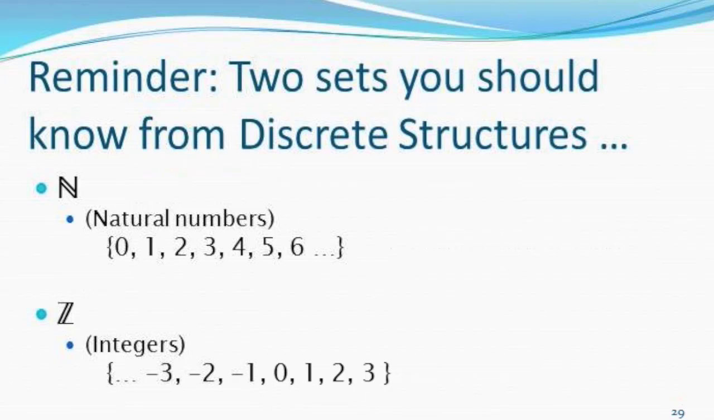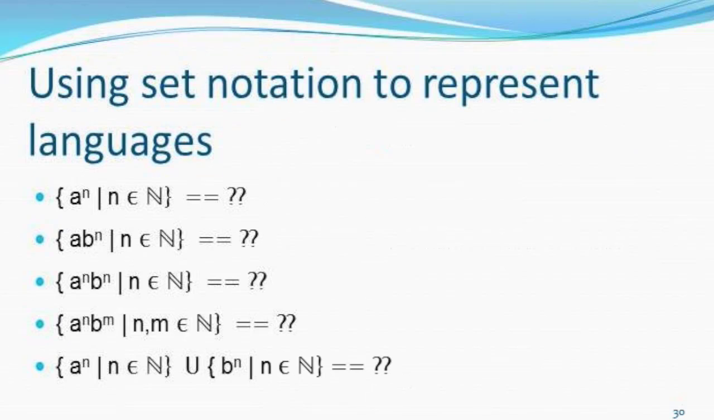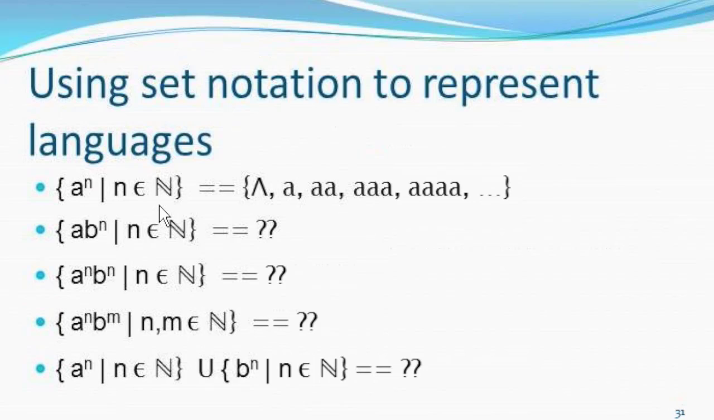You, of course, know the integers. And so we can use set notation to represent languages using the integers or the natural numbers also. So for example, if we have the set of all symbols a to the n such that n is in the natural numbers, right? We get lambda, right? A, right? This is all strings of length 0 or longer that contain just the symbol A.